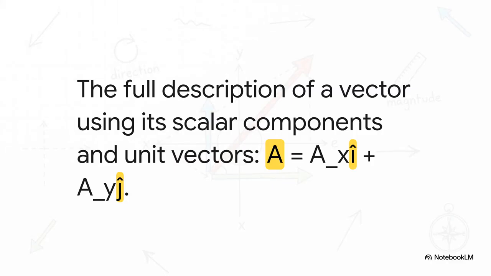The complete component form of a vector tells us everything we need to know. It says, here's how far to go in the x direction, that's the number A sub x, and here's how far to go in the y direction, that's the number A sub y. It's a complete, perfect, unambiguous set of instructions.